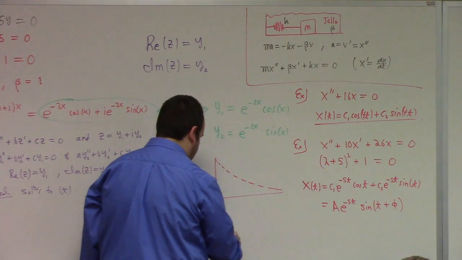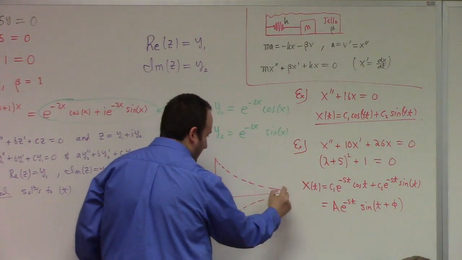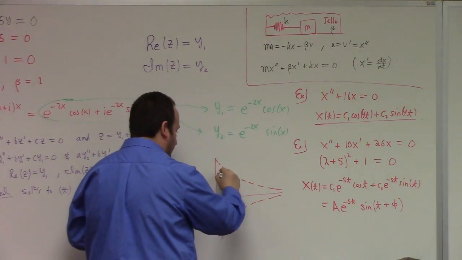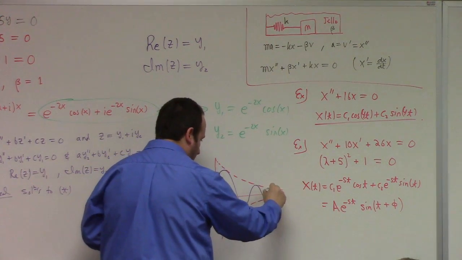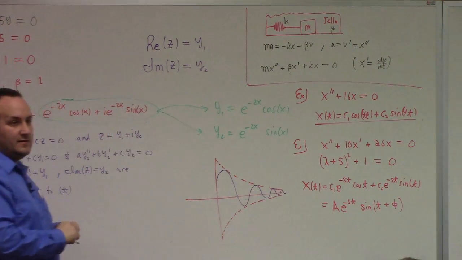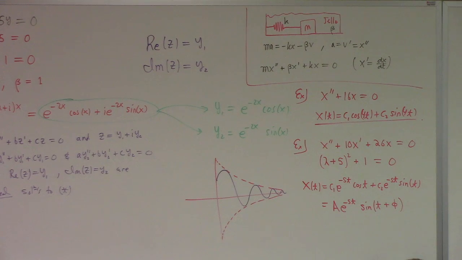And so the solution actually looks something like this. There's this exponential envelope here, and so what you've got is something that looks, roughly speaking, like this, and it just goes to 0 after a while. The same thing happens in the repeated root cases, what's called critical damping for the spring-mass system. So anyway, there's an application.